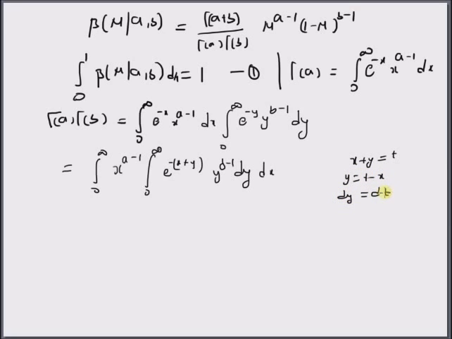Now let x plus y equal to t, that means y equal to t minus x, dy equal to dt. The limits of t: when y is equal to 0, t equals x, and when y tends to infinity, t tends to infinity. So these are the limits of t. So rewriting the integral, we have the integral from 0 to infinity of x power a minus 1, integral from x to infinity of e power minus t, (t minus x) power b minus 1 dt dx.